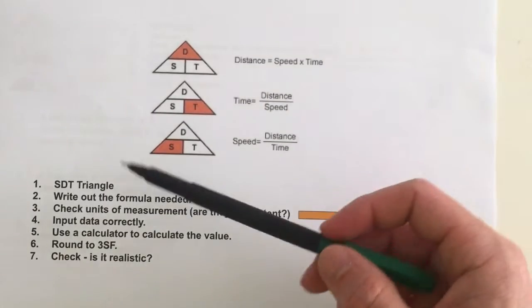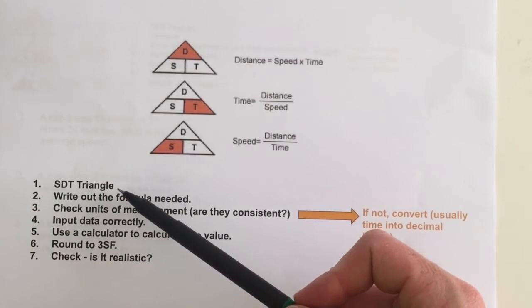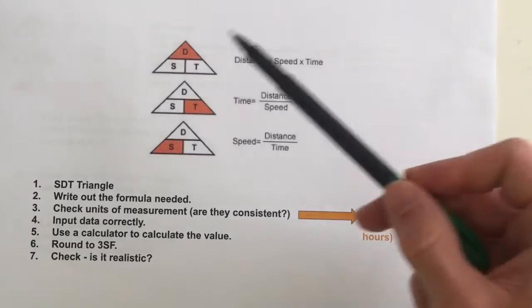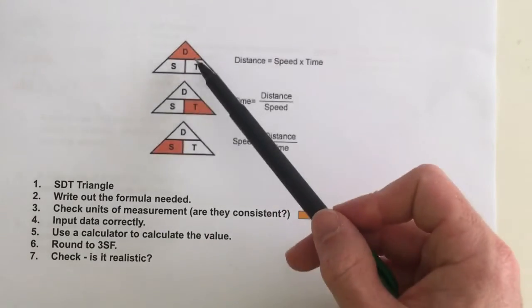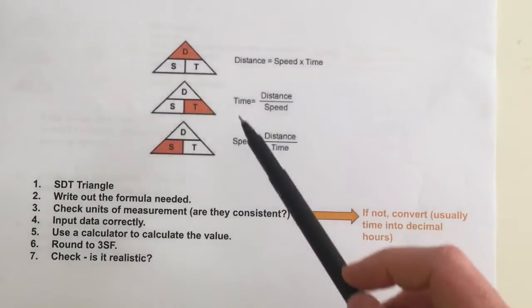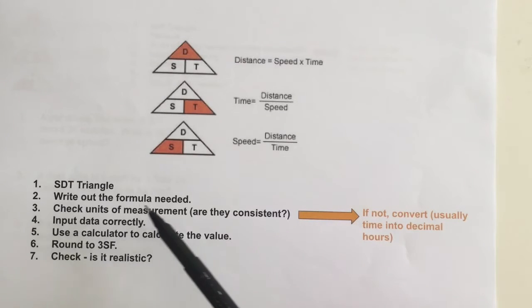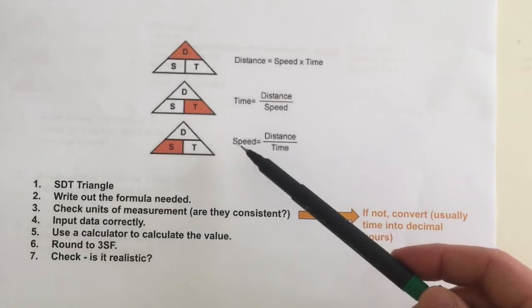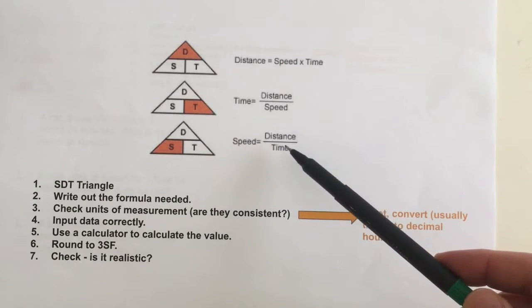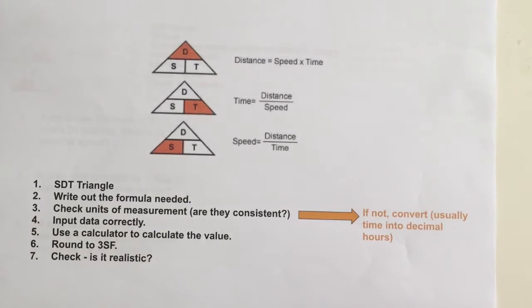The first thing you should always do is write out your speed, distance, time triangle, as shown above. You only need to actually write it out once, but here are the three variants of distance, time and speed. Step 2, write out the formula that you need. So work out from the question, is it speed? If it's speed, write out speed equals distance over time. If it's time, or it's distance, etc.